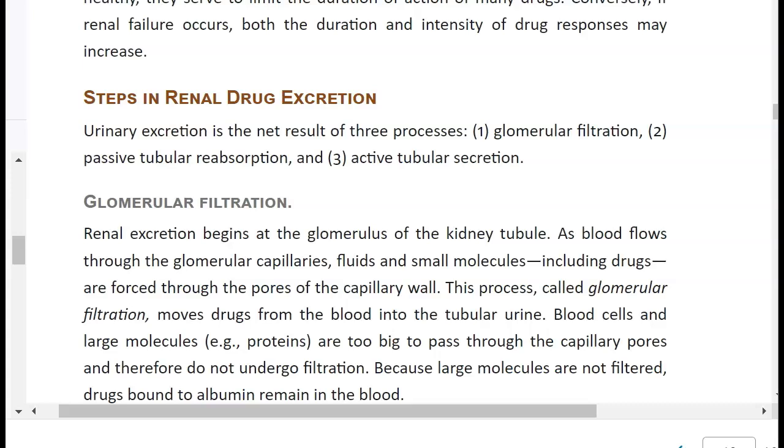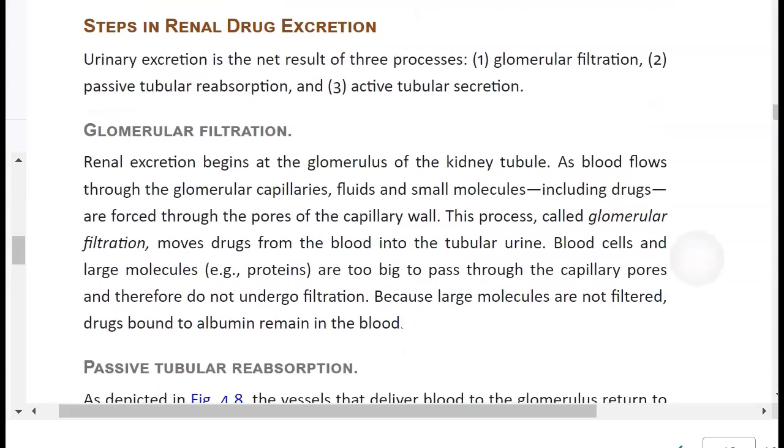As the blood flows through the glomerular capillaries, fluids and small molecules, including the drugs, are forced through the pores of the capillary wall, called glomerular filtration. This moves the drug from the blood into the tubular urine. Remember, blood cells and proteins are too big to pass through the capillary pores, so they do not undergo filtration. Because large molecules are not filtered, drugs bound to albumin will remain in the blood.